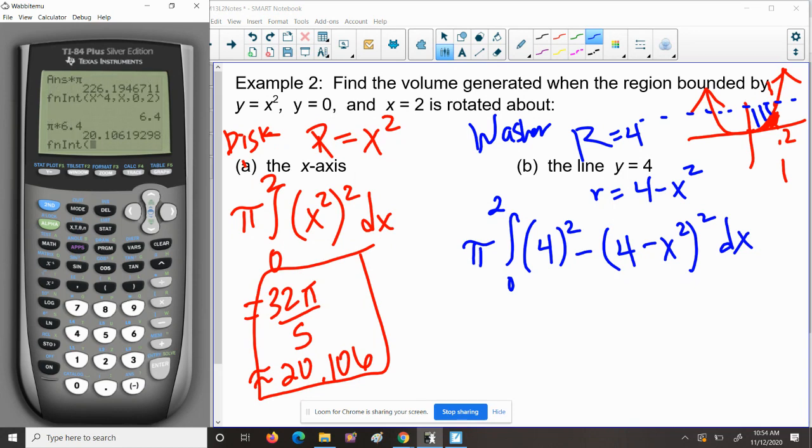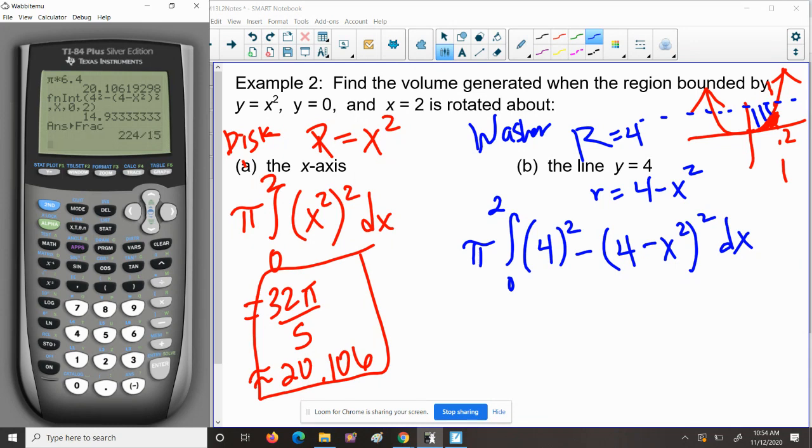Okay, integral of (4 minus x squared), all squared, comma x, comma 0, comma 2. Okay, as a decimal, we still need to multiply by pi, but let's find the fraction of this.